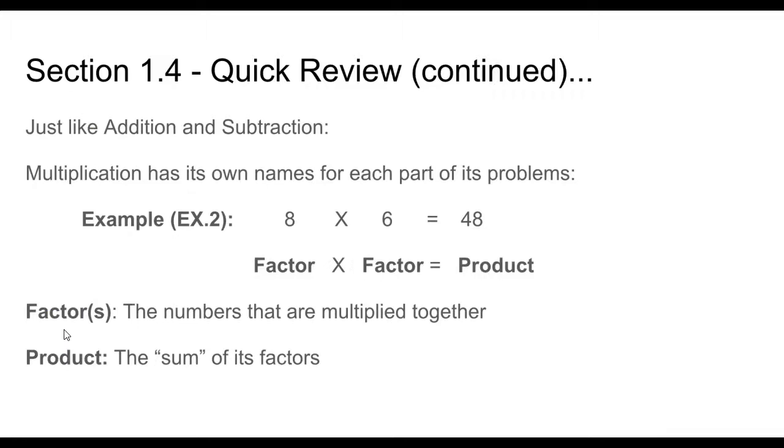So let's also remember that, like addition and subtraction, multiplication has its own names or titles for each part of its problems. So for example 2 here, we see that 8 times 6 equals 48. Well, these numbers that are being multiplied together are called factors. So factors are the numbers that are multiplied together. But the total, or the sum, or the answer, after multiplying the factors together, that's called the product. So you have factors and you have products.